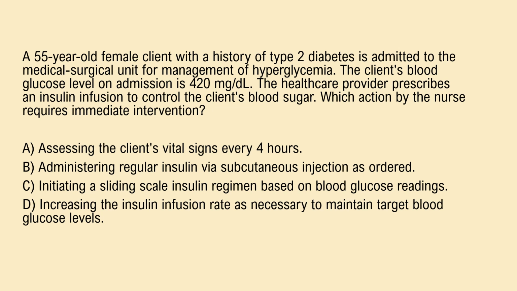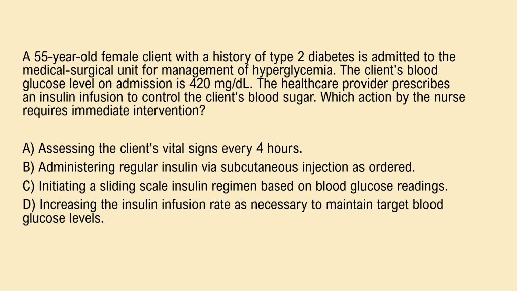Assessing the client's vital signs. That's good. Administering regular insulin via subcutaneous injection. Initiating a sliding scale insulin regimen based on blood glucose reading. Increasing the insulin infusion rate as necessary to maintain blood sugar target. So this is a patient with a 420 blood sugar on admission, and they are scheduled to have an insulin infusion. So when we see insulin infusion, we should be thinking IV.